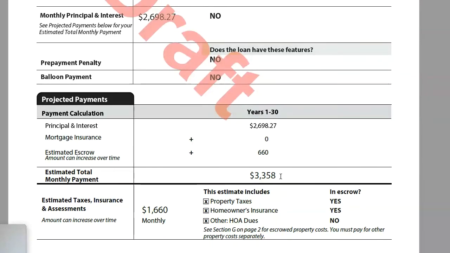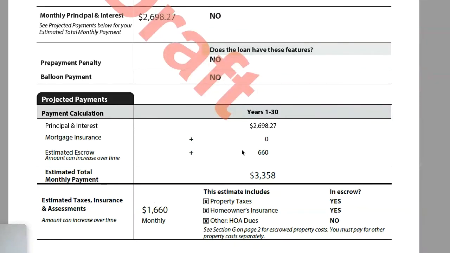But if you have an HOA, you have to be careful because the HOA does not show up in this line here. The HOA shows up down here under estimated taxes, insurance, and assessments. In this case, the HOA is $1,000 a month. So you'll see there's a $660 estimated escrow here and a $1,660 estimated monthly payment here for the taxes, insurance, and assessments. That's because the HOA fee is not paid with the monthly payment. It's paid separately, and then they put it down here.